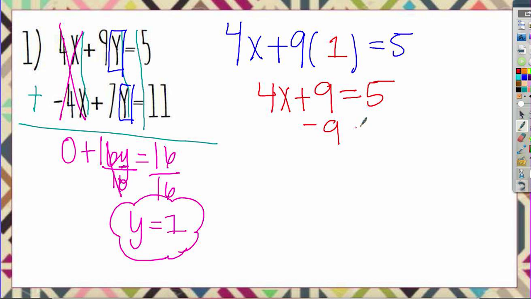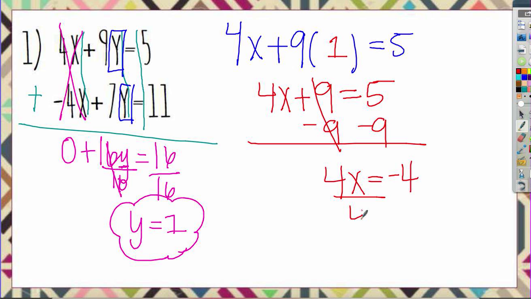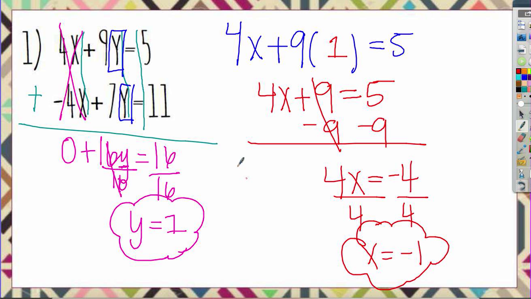So 4x plus 9 times 1, which is 9, equals 5. So minus 9 from both sides, and we have 4x equals negative 4. So when I divide by 4 on both sides, x equals negative 1. So although we have the x and the y, we need to actually write our final answer as an ordered pair. Putting x first, we've got negative 1, positive 1.